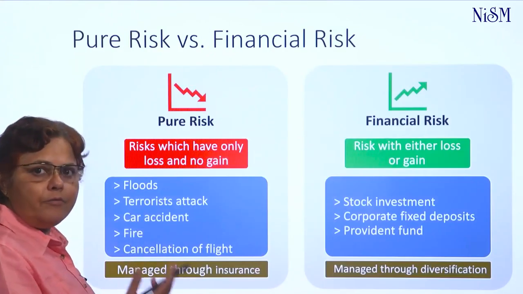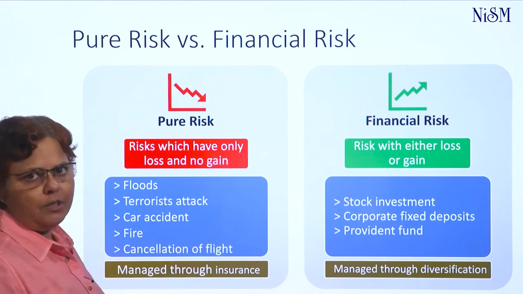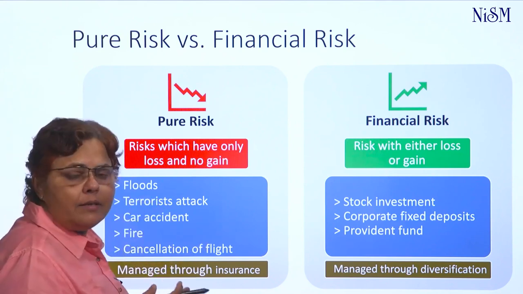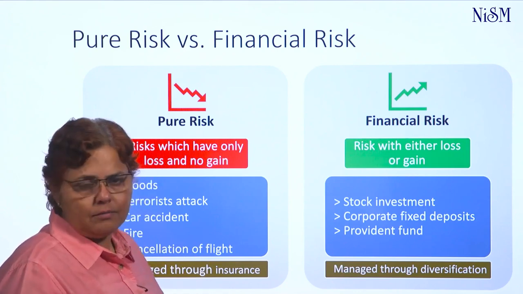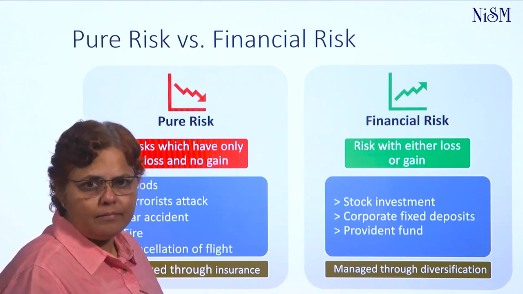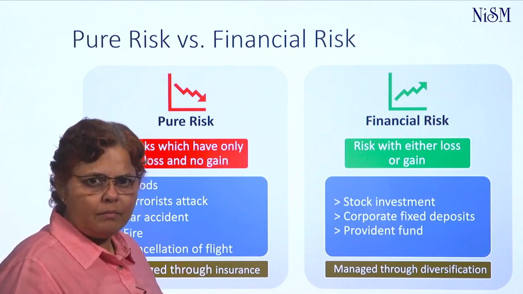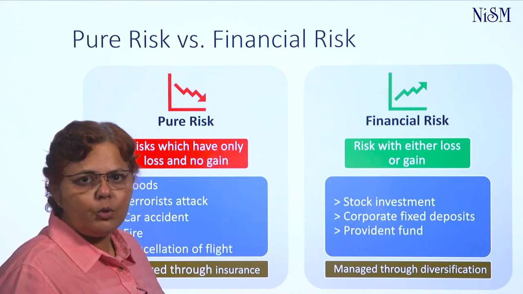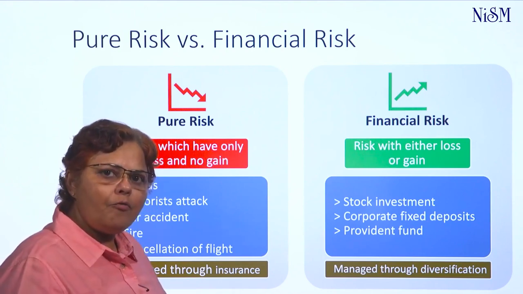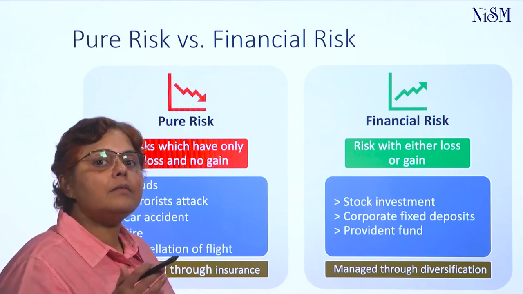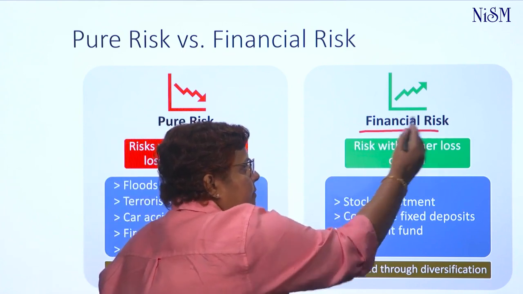Let us understand the difference between the pure risk and the financial risk. We will talk about the financial risk first. Financial risks are those risks which can give you either gain or loss. For example, you invest in a stock. If the stock price goes up, you end up in profit. But if the stock price goes down, you end up in a loss. So, there is a probability of positive gain or negative loss in financial risk.